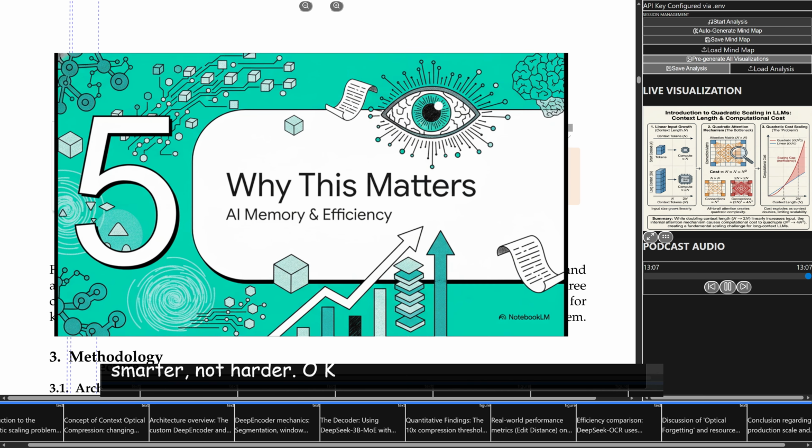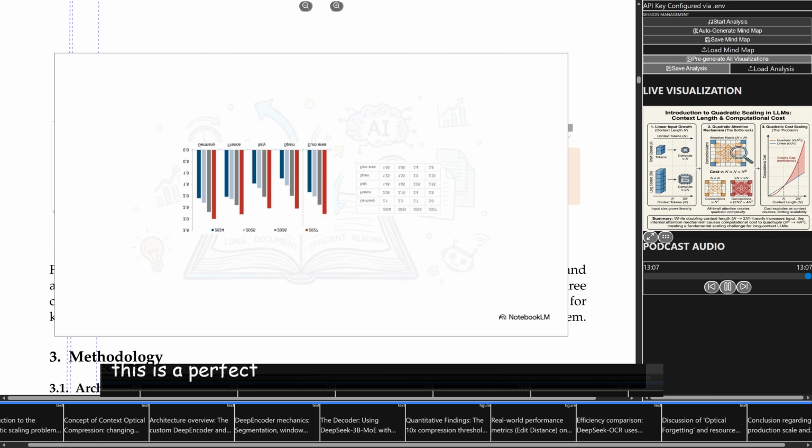Okay, so let's zoom out. Why does any of this really matter? Because look, this is about so much more than just reading PDFs faster. This could be a fundamental shift in how we get AI to process and remember massive amounts of information. Period. And this is a perfect real-world example of its power.